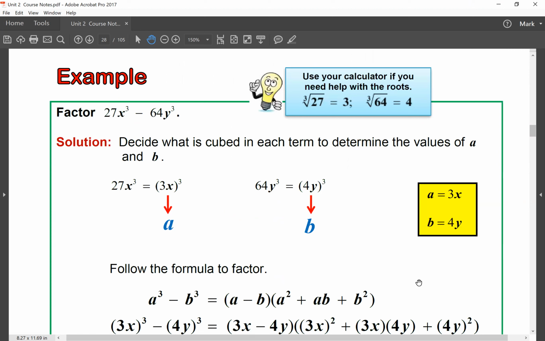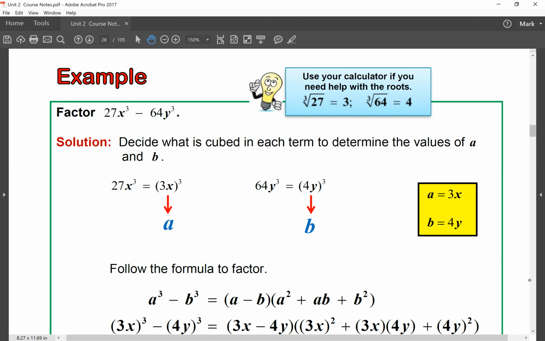So again, I'm going to show you some examples. Don't worry. This one's much harder. This is about as complicated as they would be. This is 27x cubed and 64y cubed. So the minute I see these cubes here, my brain does start to think about a difference or a sum of cubes. Now, you'll notice that the terms are subtracted.